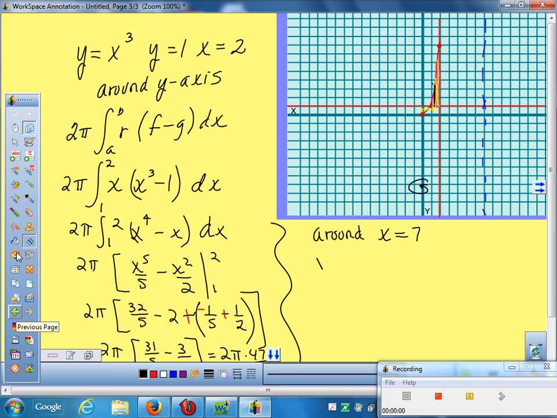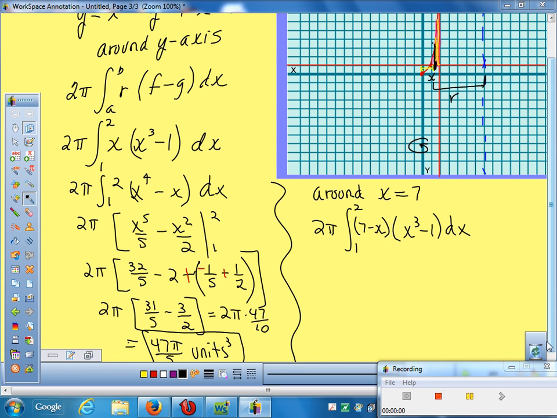Everything we just did here is going to be exactly the same, except we have to make one slight change in the radius. What was our function? x cubed minus 1. The rectangle is located at some x coordinate. If you're now going around this blue line, the radius is the distance between that line and whatever x coordinate you're at. So what's the difference between those two? 7 minus x, right minus left. So you would just change your radius to 7 minus x. That's the only thing different you have to do. You would still integrate between the same numbers. Nothing else would change.